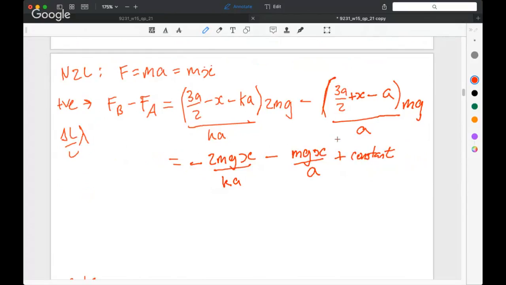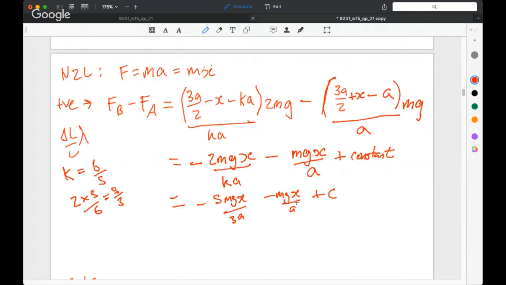I think if you figured out this constant, it would be 0, but you don't even need to figure it out at all. We know k is, I keep forgetting what it is. I should write down k is equal to 6 over 5. We'll use that information now. So 2 times 5 over 6 is 5/3. So this whole thing is minus 5mgx over 3a minus mgx over a plus c.